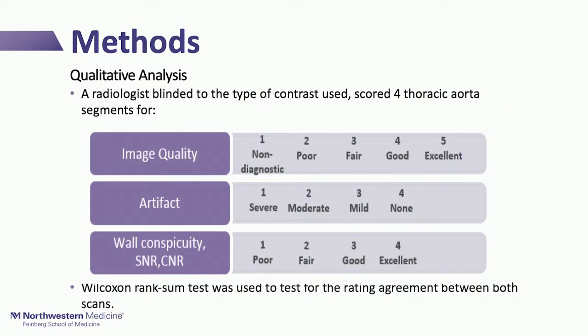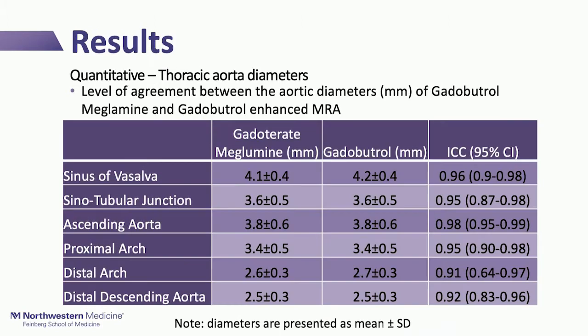Qualitatively, we had a radiologist blinded to the type of contrast used and in a random order look at 4 different locations on the thoracic aorta: the aortic arch, the ascending aorta, the aortic root, and the descending aorta. They used a 5-point Likert scale for image quality and a 4-point Likert scale for artifact, wall conspicuity, signal to noise, and contrast to noise. And then we used a Wilcoxon rank sum test to assess for rating agreement between the 2 scans.